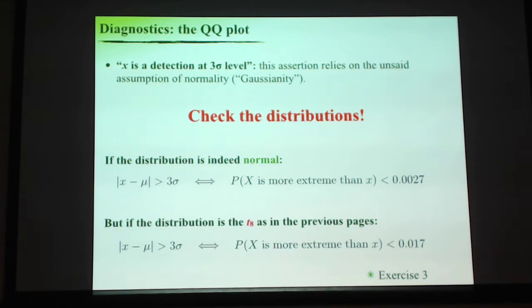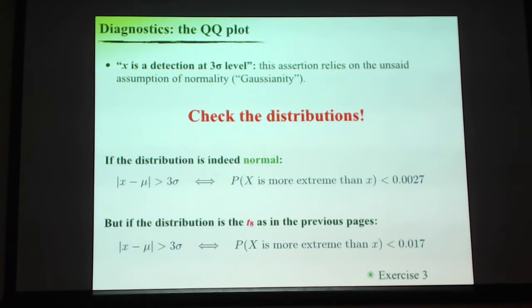You read a lot in papers that this and this value is a detection at 3 sigma level, but you never see a convincing argument that this is really normal. So you don't know exactly what this means. A 3 sigma detection has a meaning only when you have a normal distribution in the background. So whenever you want to say this, then please make sure that your distribution is indeed a normal distribution, because in that case you say something. Otherwise, it does not mean anything.